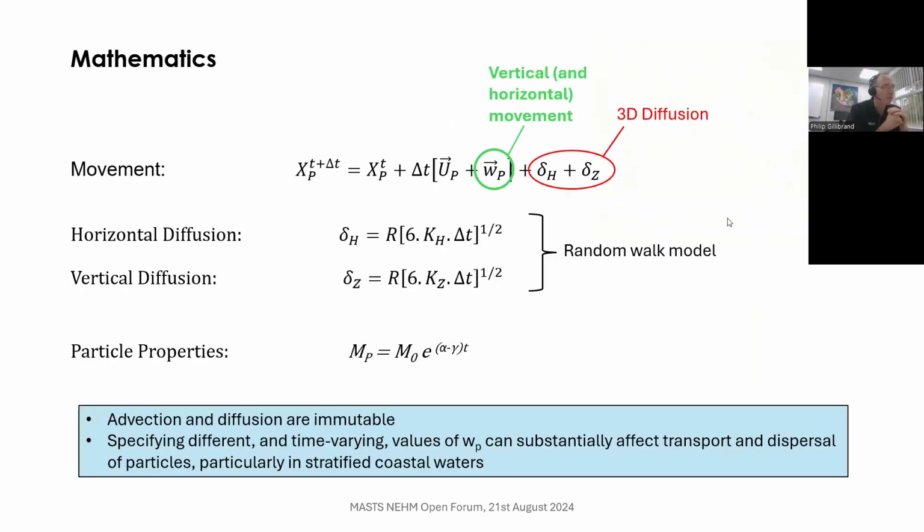The bit of maths that we need. So we have the movement of particles. A particle is given an initial position x, that's a position with coordinates x, y, z in a three-dimensional space.